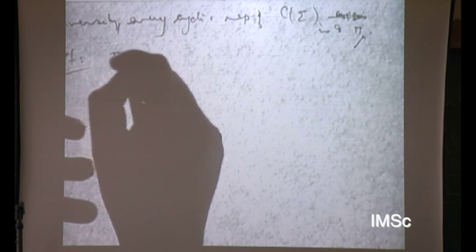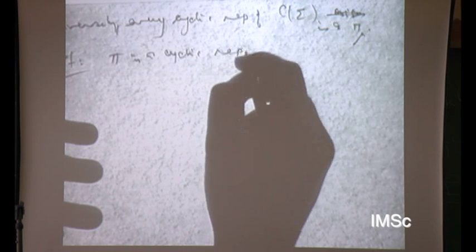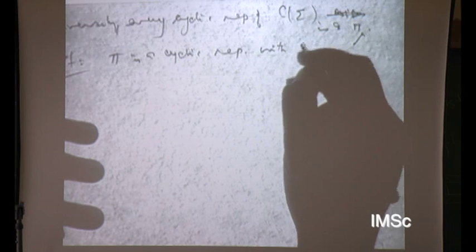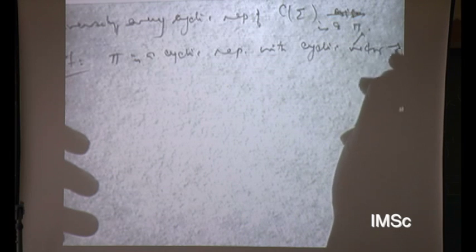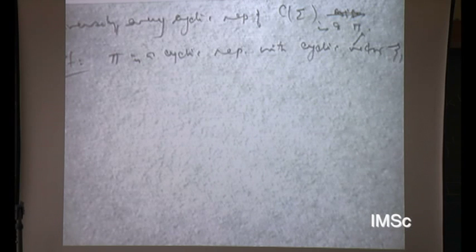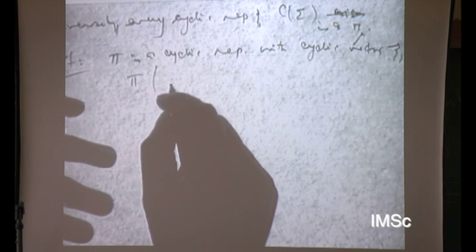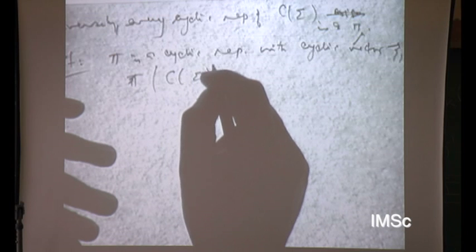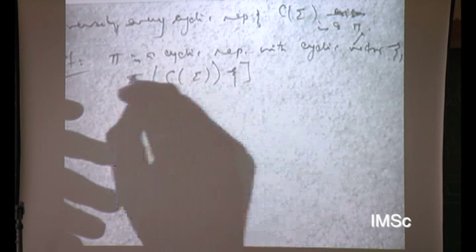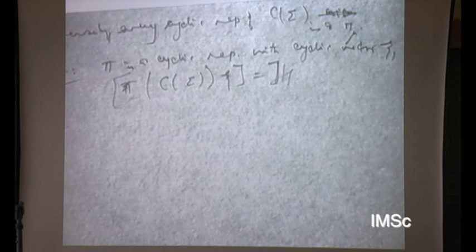if pi is a cyclic representation with cyclic vector psi. So what does that mean? That means that pi of C(sigma), in fact pi of, okay. So this is what we are saying.